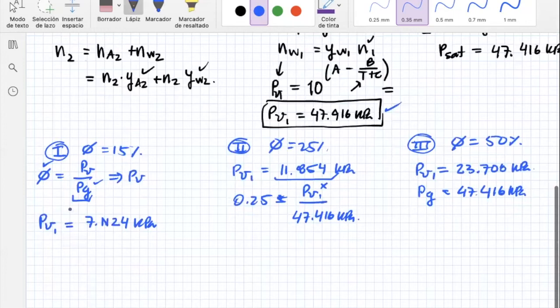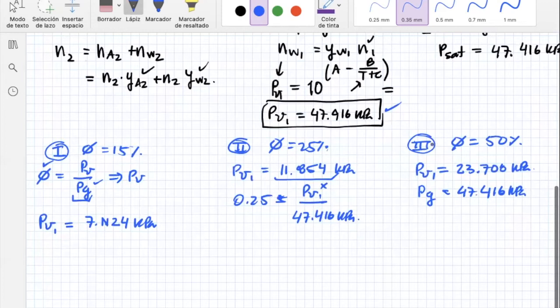Okay, so now that I have the vapor pressure for each one of these cases, it's the same stream, but they are different cases. Just, I don't know, maybe for something that they ask you to see, what would happen if the relative humidity is increasing?